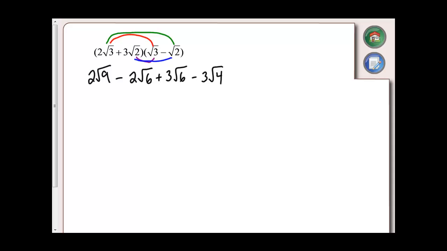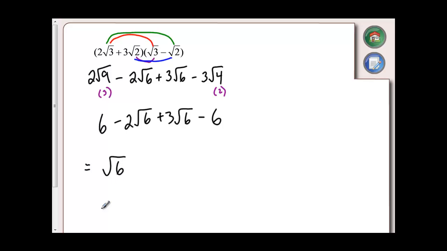Now I'm going to simplify my radicals. We know that the square root of 9 is just 3, and the square root of 4 is just 2. So I'm going to multiply these numbers together. So I've got 2 times 3 is 6, minus 2 root 6, plus 3 root 6, and then 3 times 2 is another 6. So my final step, collecting like terms, I've got 6 minus 6 is going to give me 0. Negative 2 plus 3 is going to give me just root 6.